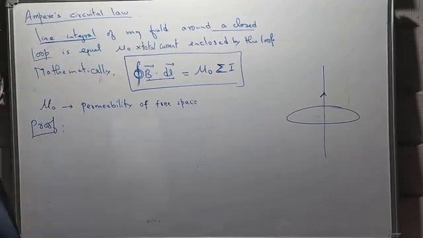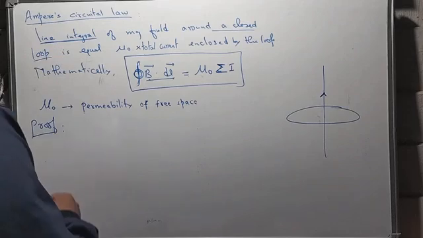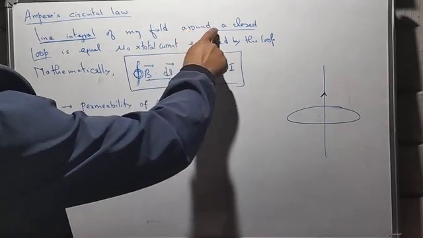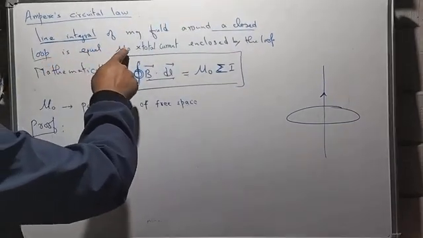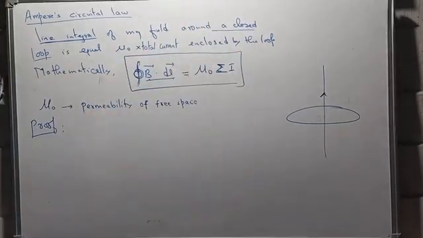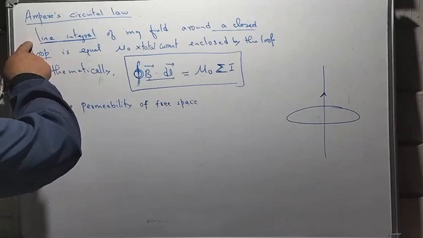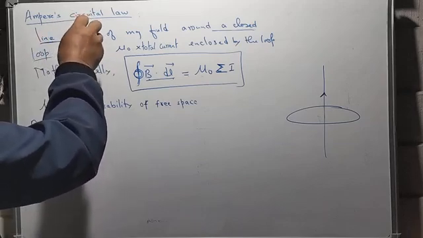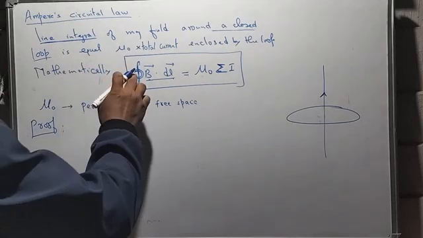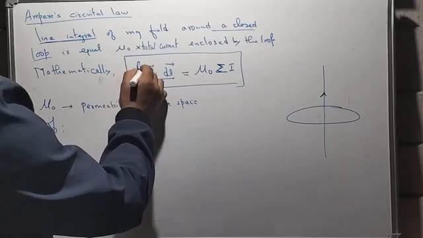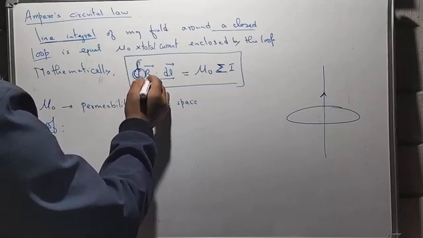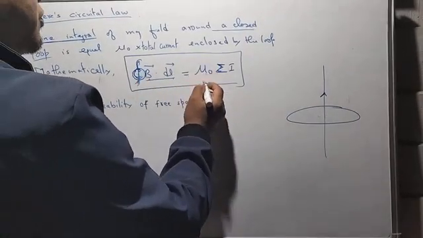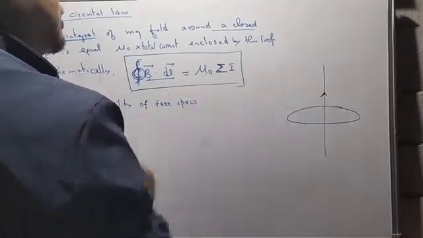According to Ampere's Circuital Law, the line integral of the magnetic field around any closed loop is equal to mu naught times the total current enclosed by the loop. So that is the statement of Ampere's Circuital Law. If you write this law in mathematical language, or the mathematical equation, this line integral means you integrate B over a small length dl, and that will be equal to mu naught times the total current enclosed by the loop.